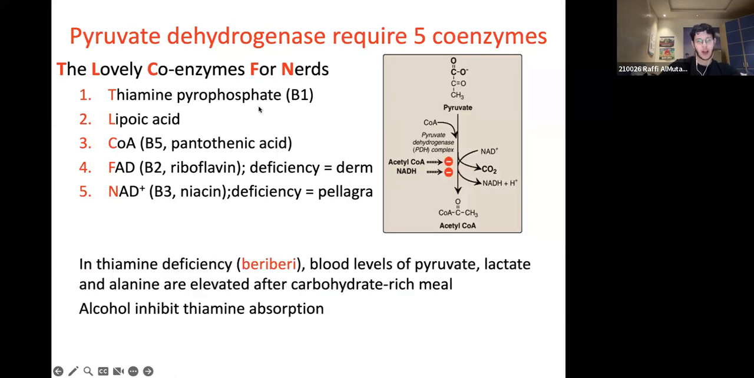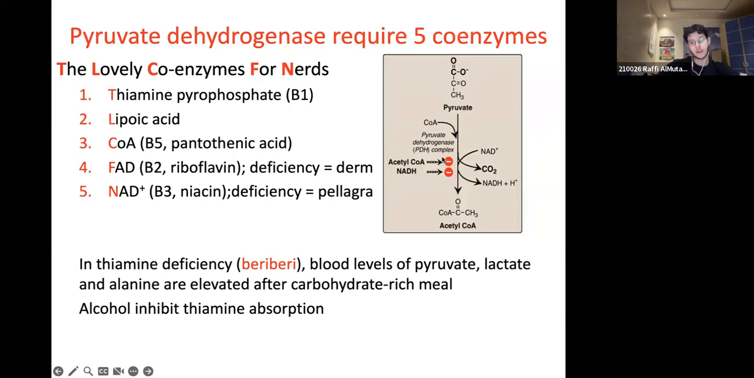And of course, they do care about some deficiencies with the TCA cycle. So when we have thiamine pyrophosphate deficiency or B1 deficiency, this is something we call beriberi, and this is very, very bad. Basically, what happens is that this is usually in a person who's an alcoholic, or like alcohol is usually the most common cause of this. But what happens is that this alcohol will inhibit thiamine.